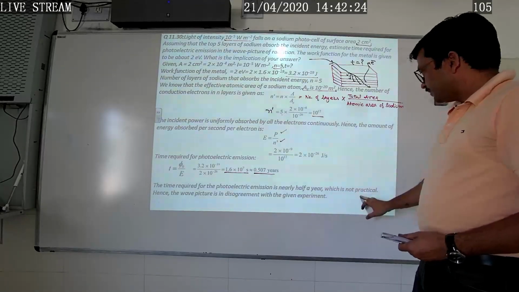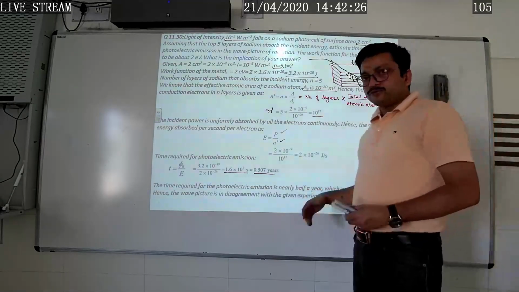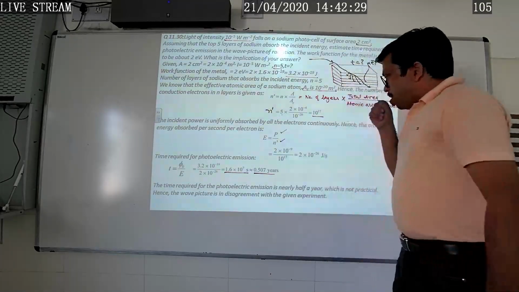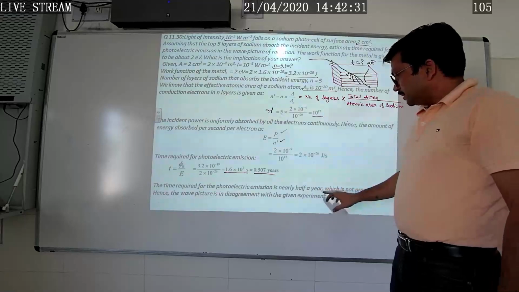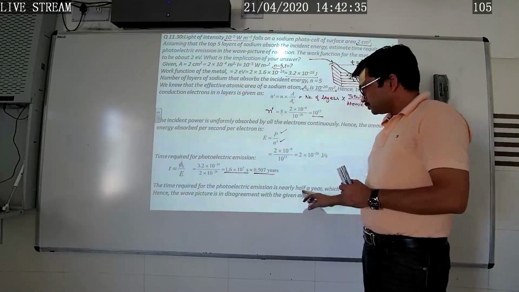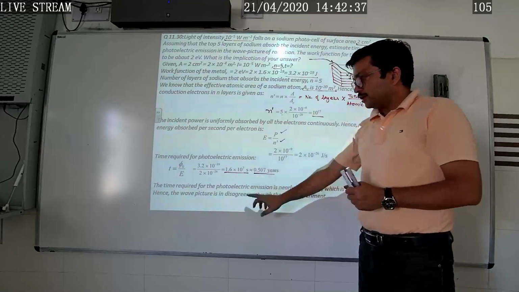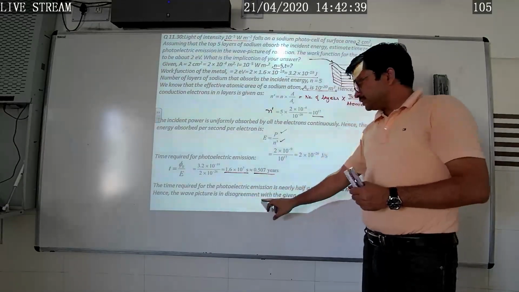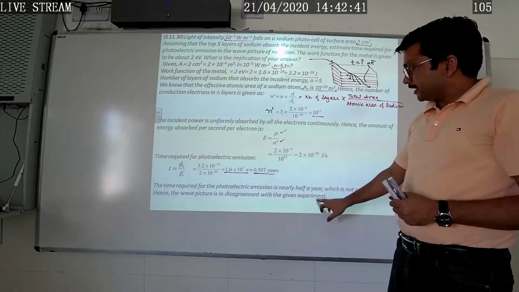which is not practical. Why? Because according to the law of photoelectric emission, photoelectric emission is an instantaneous process, so that's why it is not possible, and hence the wave picture is in disagreement with the given experiment.